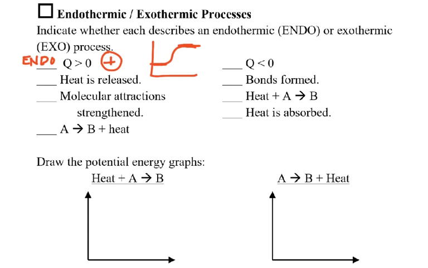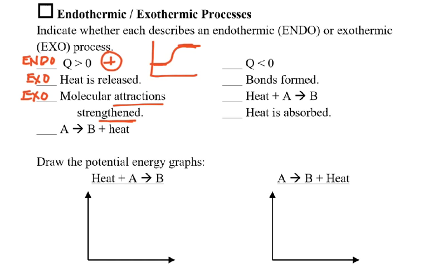Heat is released. That's just a definition of exothermic. Molecular attractions are strengthened. This is one that I personally have a little trouble with. So I'm thinking about this. If I want to strengthen attractions, where does energy go? I can think of it easier the other way. If I wanted to break some attractions, I want to weaken some attractions, that's going to require energy. That would be endothermic. So if they are strengthened, then I'm going to say that that is exothermic.